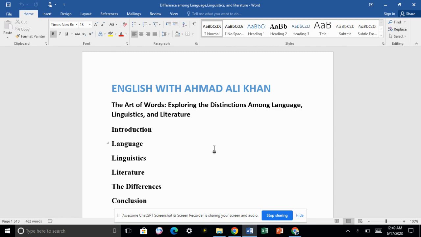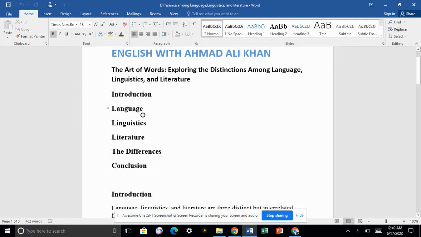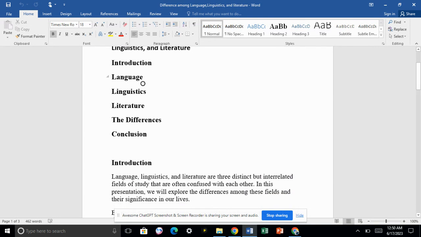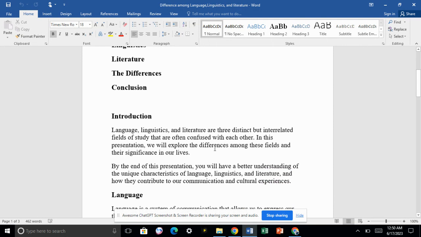Our today's topic is going to be interesting, inshallah, because it's about three main topics: language, linguistics, and literature. Okay, so the following is the outline of the entire topic. First of all, we are going to introduce our topic, what we are going to do inside it. Then we are going to discuss something about language, then linguistics, literature. And then we are going to differentiate them from each other, and at the end there would be a conclusion, inshallah.